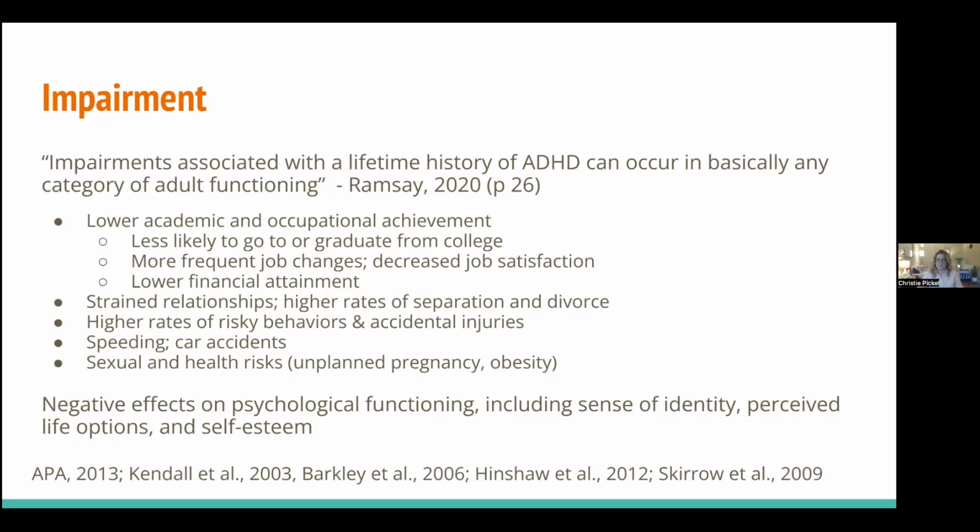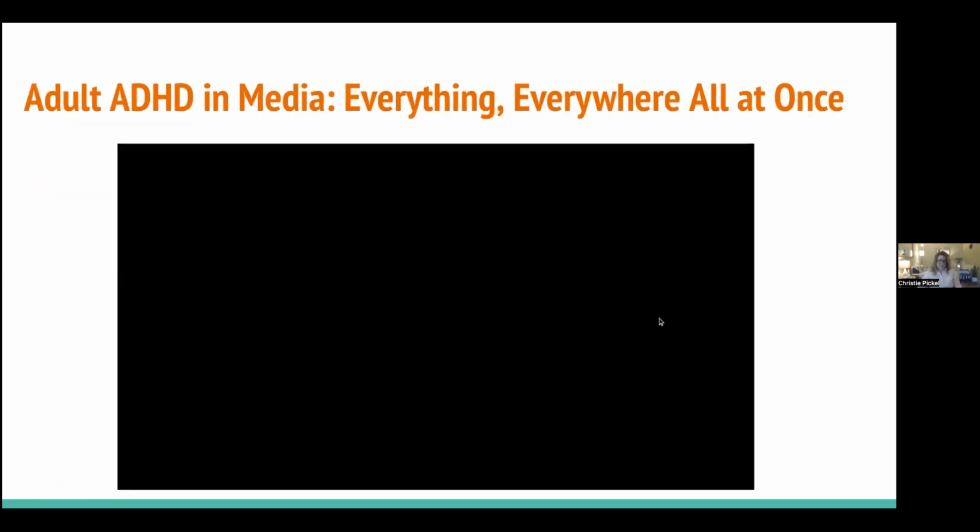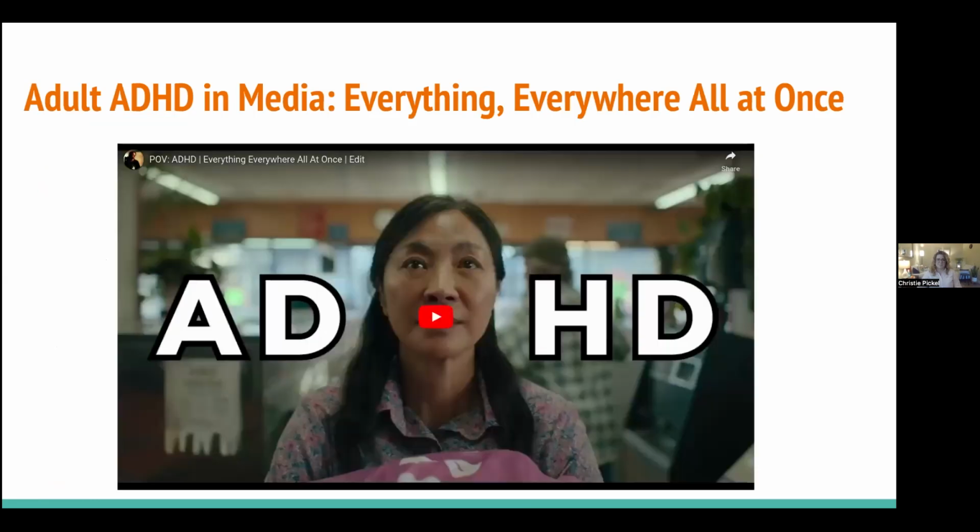And driving is a particular area of concern, as well as these medical comorbidities, right? Difficulty with eating routines. We see things like unplanned pregnancies and obesity at higher rates. And then, as I mentioned earlier, that impact of living with ADHD is a significant part that we're realizing now.